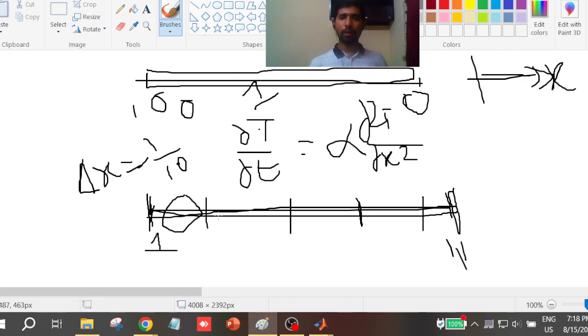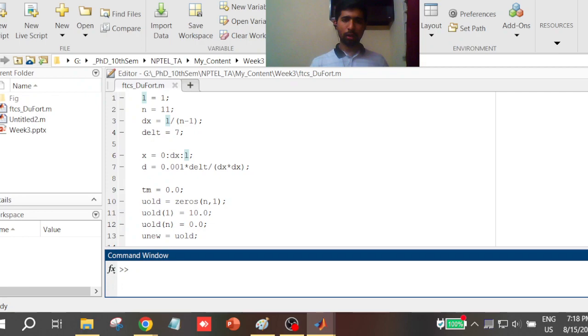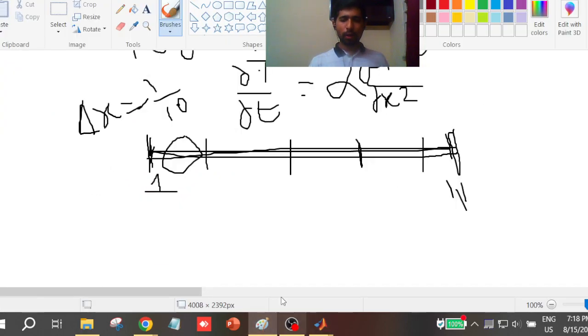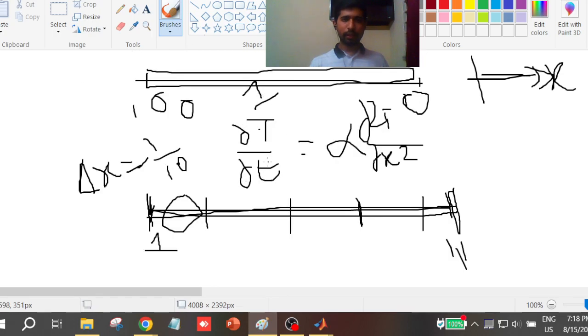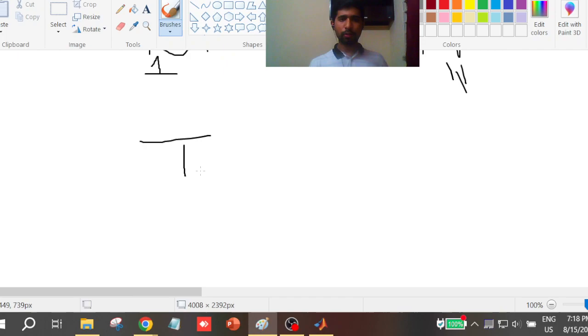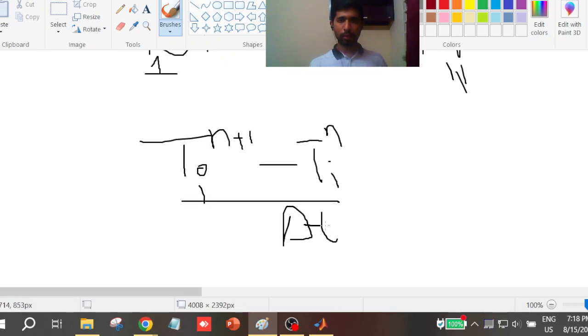Now the second part, as you said, is discretization. We have to convert these partial differential equations into linear algebraic equations, which we have discussed for 1 hour today. Let me not go into details about that. So Ti at n plus 1 minus Ti at n divided by delta t is equal to alpha into Ti.